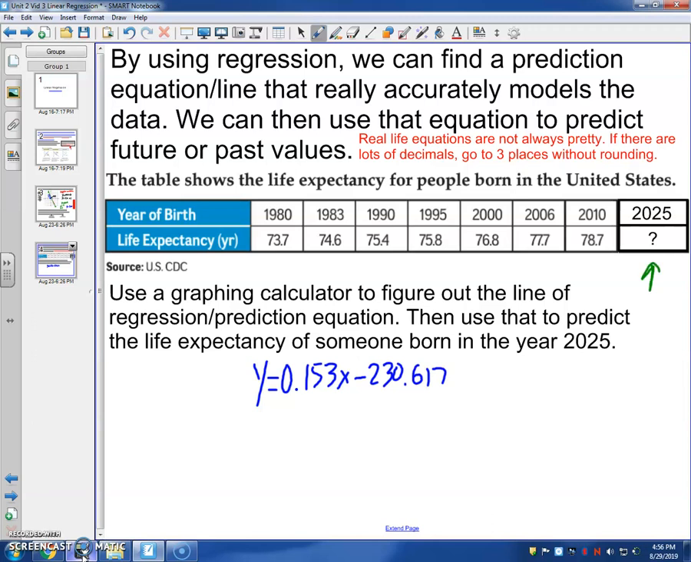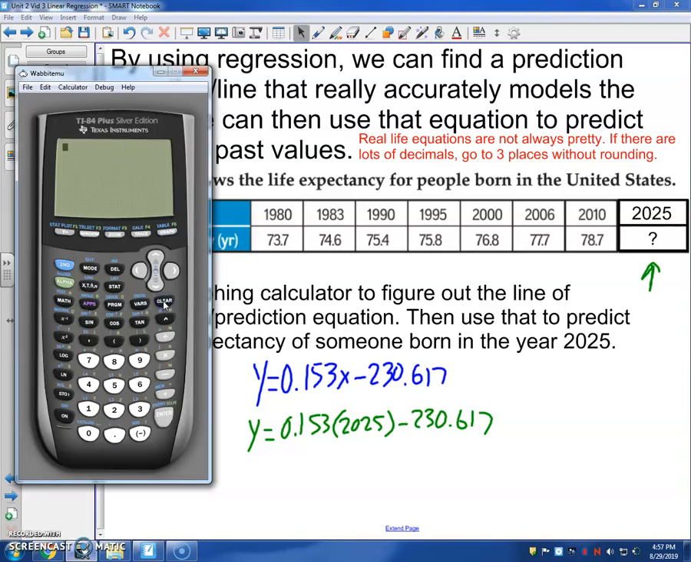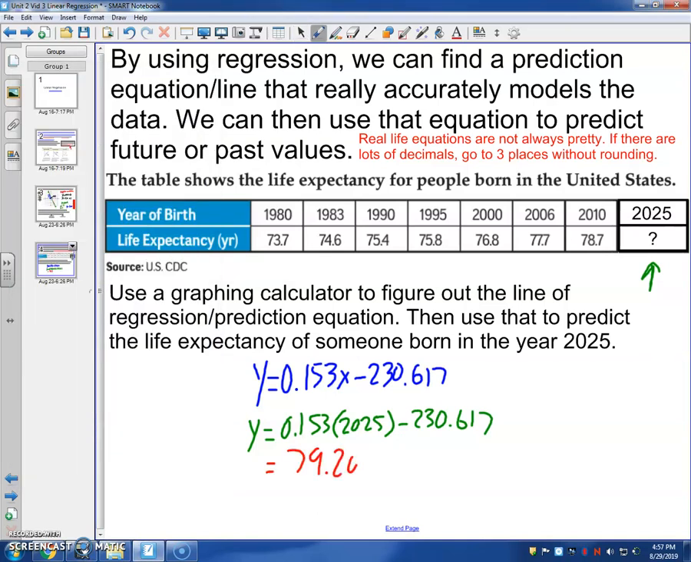Now I have to find this value when the year is 2025. 2025 is my x, so I'm just going to plug in 2025 for x. 0.153 times 2025 minus 230.617. That's a lot of decimals. We can use a calculator for this. So I'll clear that. 0.153 times 2025 minus 230.617. And I get 79.208. That's my answer. So in the year 2025, most people should live on average to 79 years old. That is above 78.7.